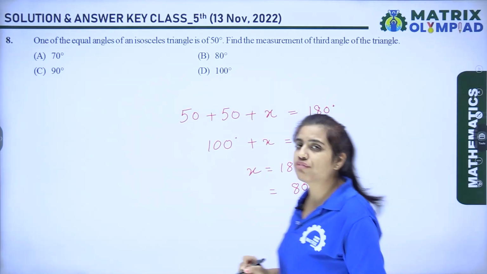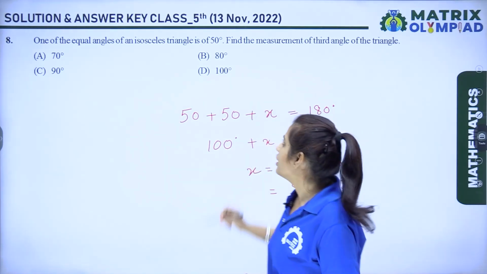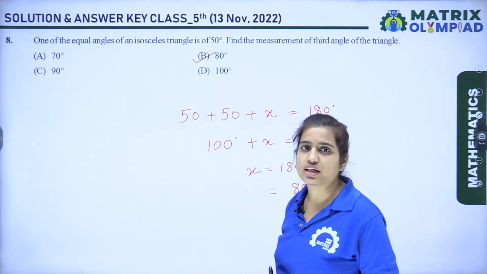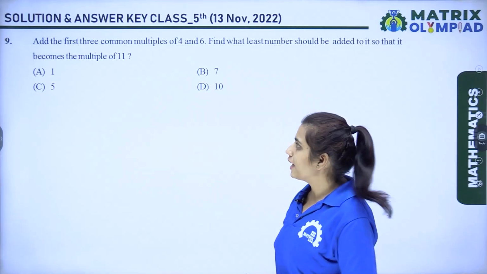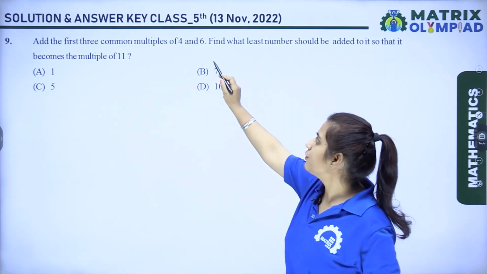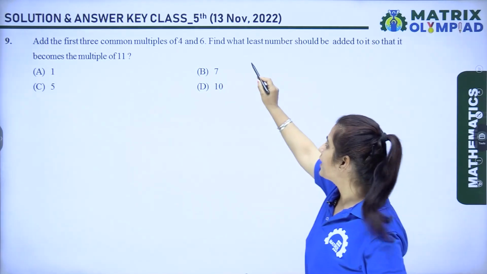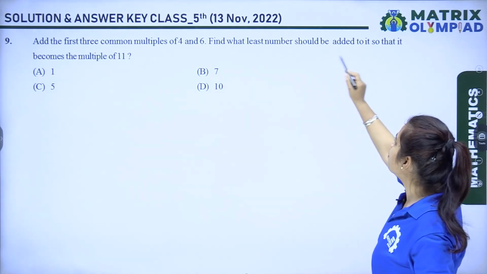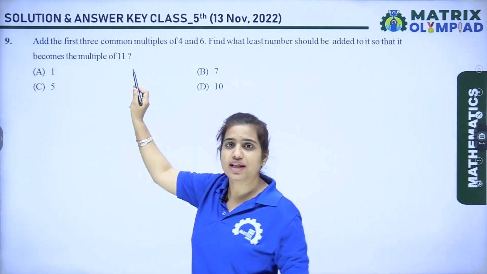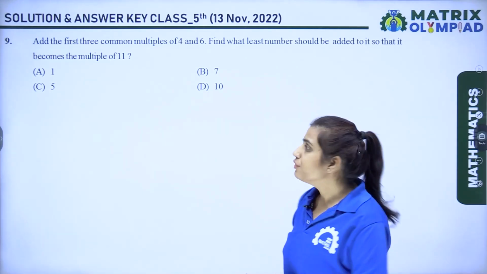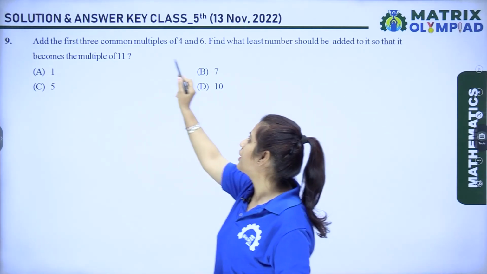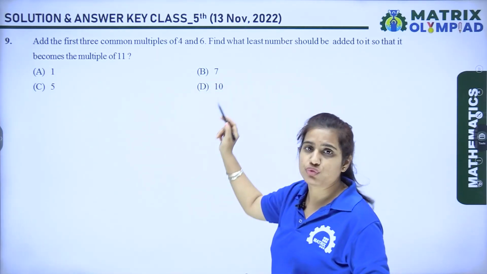So the value of the third angle is option B, that is 80 degrees. Now question number 9 is, add the first 3 common multiples of 4 and 6. Find what least number should be added to it so that it becomes a multiple of 11. Now here we have to find out the first 3 common multiples of 4 and 6 first.